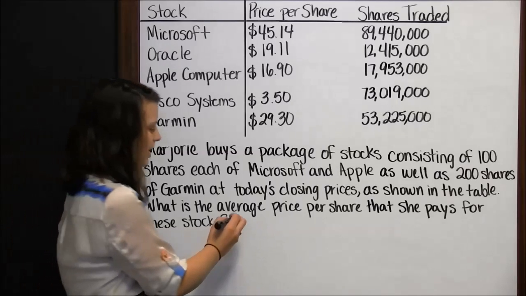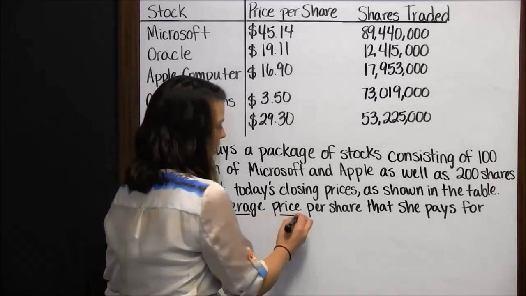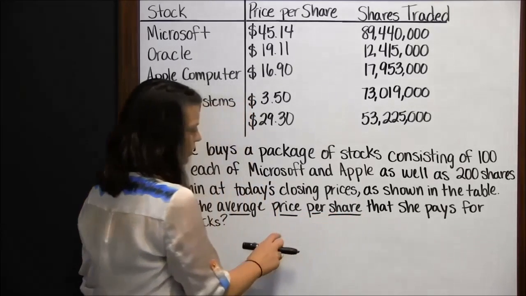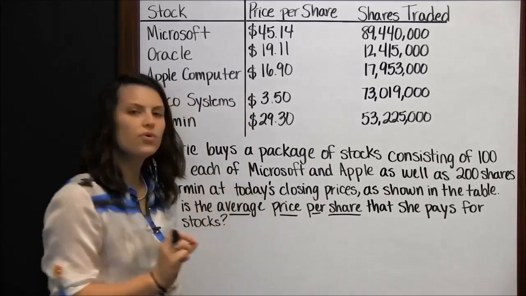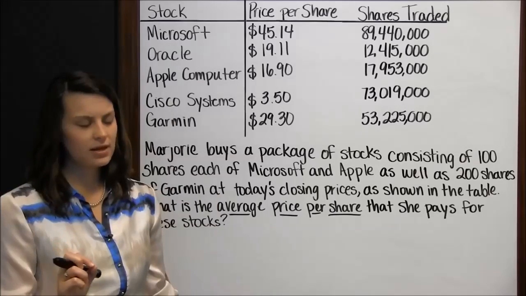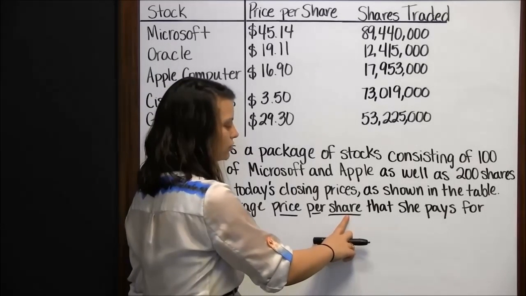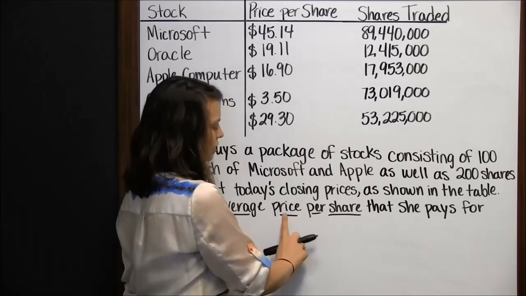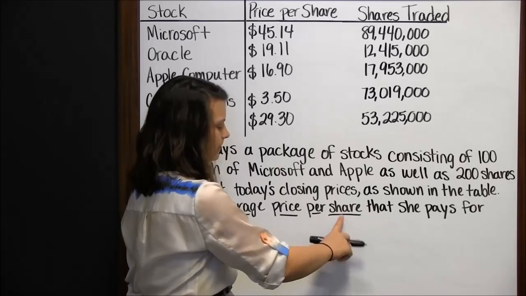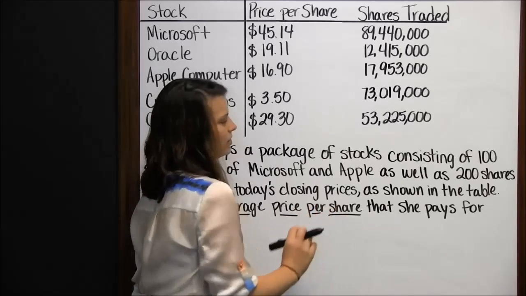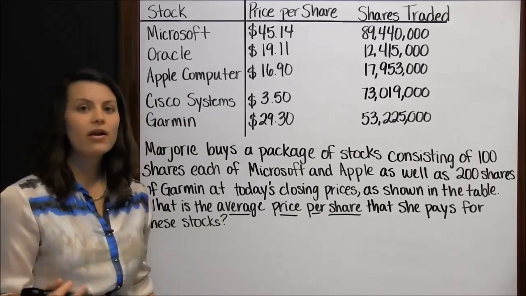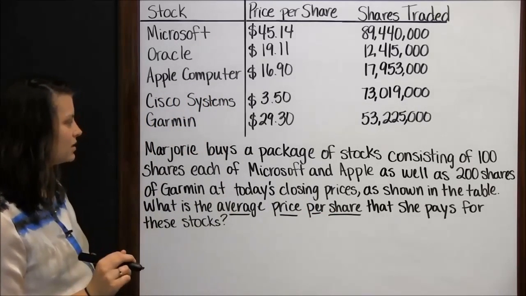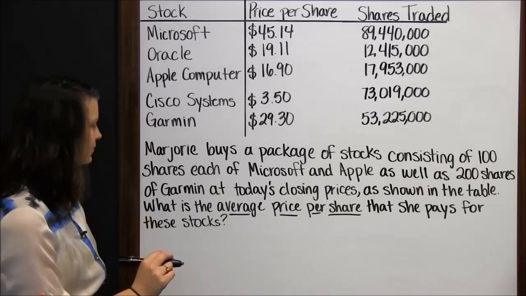To find this average price per share, first I need to find the total price. Then I have to find the total shares and divide, because this is a ratio, price per share, price divided by shares. So first I'm going to figure out how much money she spent on these shares.